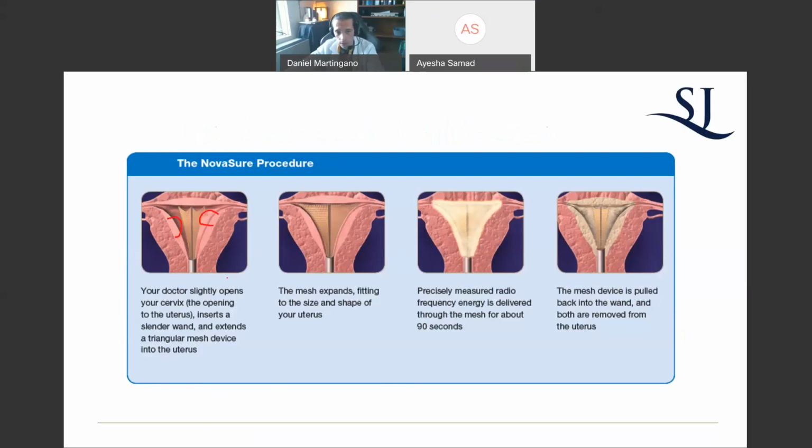The way that this works is that it is introduced through the vagina and through the uterus in a tube, and then you have a mechanism that engages and it makes a fan like this, okay? Then you run it for about 90 seconds. This burns the endometrial cavity, and then it's removed, okay?